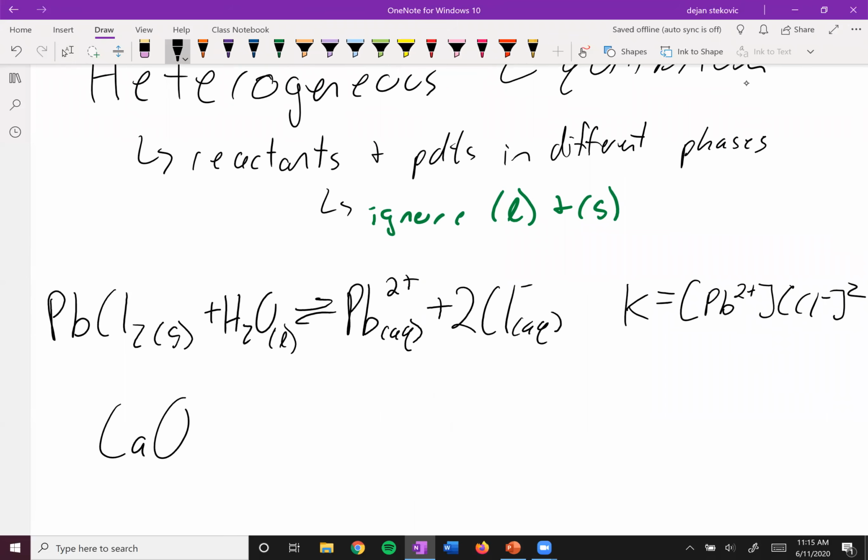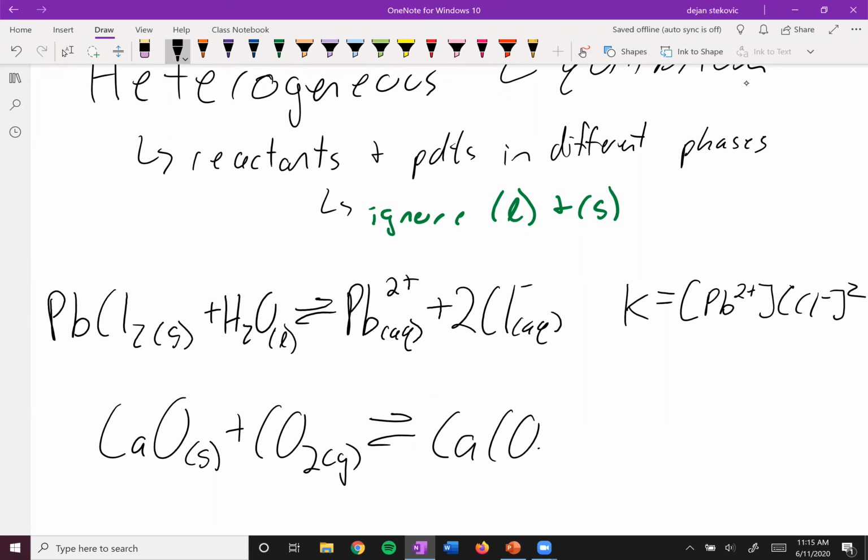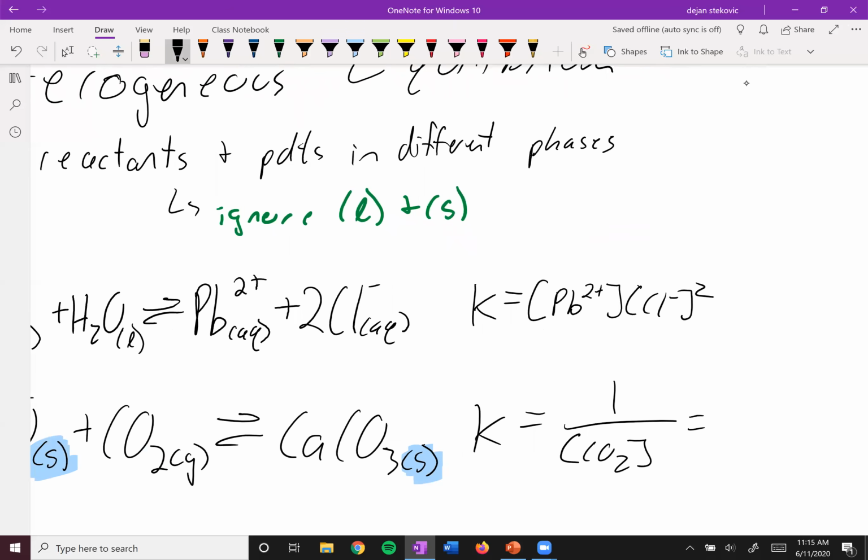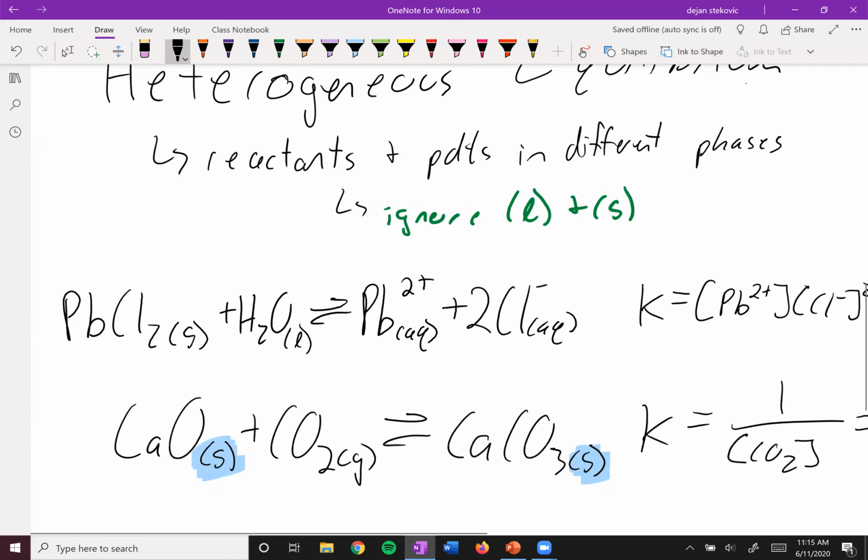Another example here, we have calcium oxide as a solid reacting with CO2 as a gas to form calcium carbonate, CaCO3, as a solid. Here, our product is a solid, so we're going to ignore it. So on the top, we're just going to have a 1 there because we're ignoring the solid. The calcium oxide is also solid, so we're going to ignore that. So the only thing we care about here is the concentration of CO2. So the value of K here is just 1 over CO2, which you can rewrite as CO2 to the power of -1. Either answer is fine.